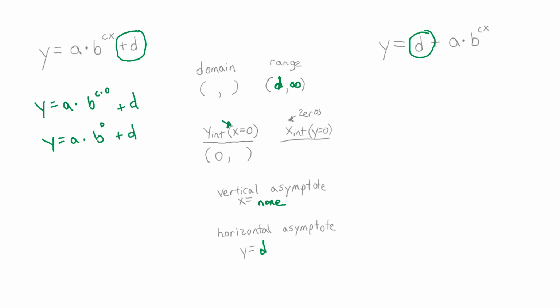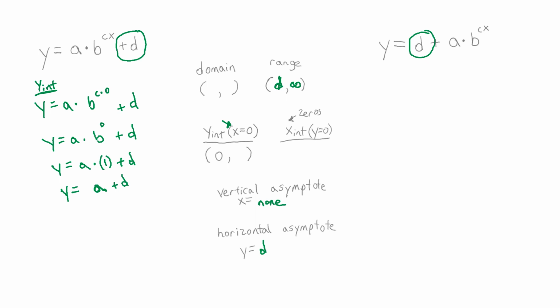Any number or any value to the 0 power, what does that give you? That gives you 1. So we're going to have y equals a times, and remember, b to the 0 we just said is 1. Anything to the 0 power is 1, plus d. Remember, all of the work that we're doing here is to find out the y-intercept. So when we finish this, we're again going to end up with the y-intercept. So a times 1 is a. So we're going to end up with basically a plus d.